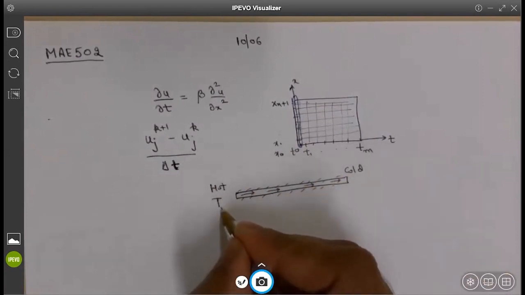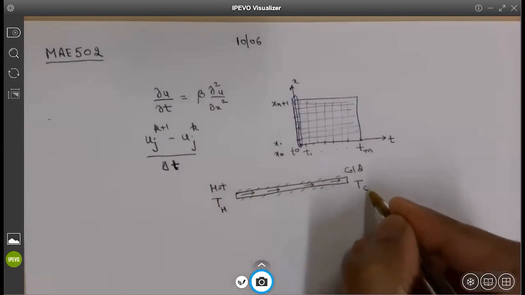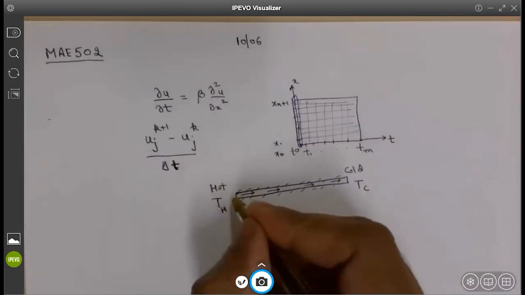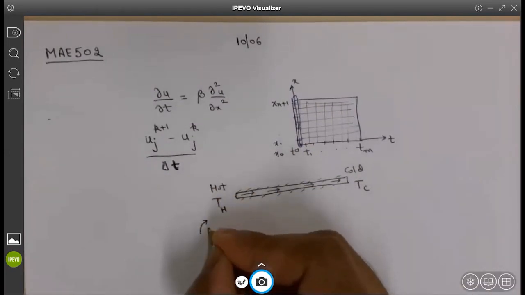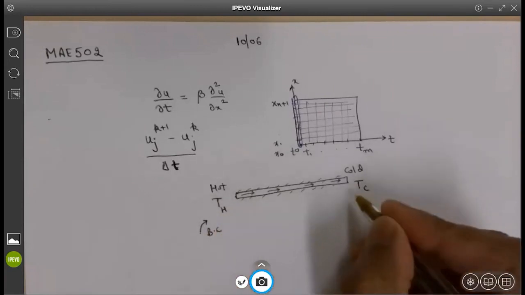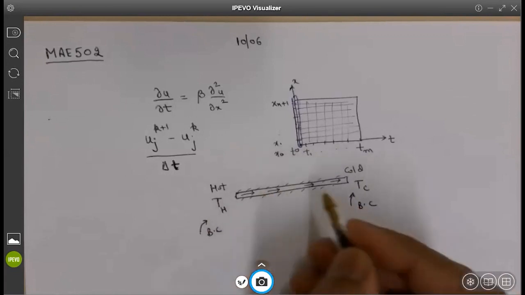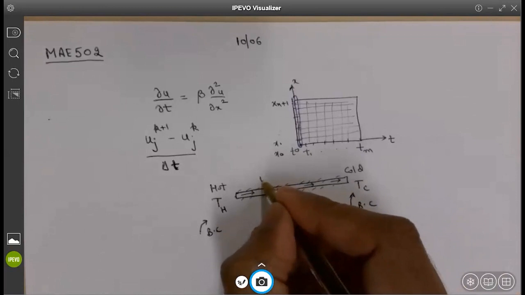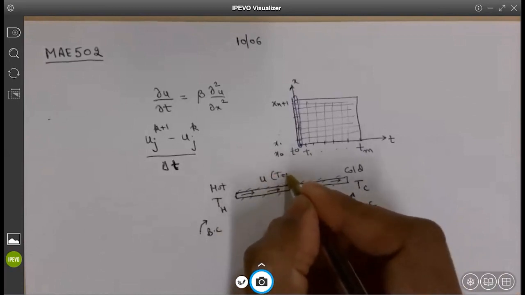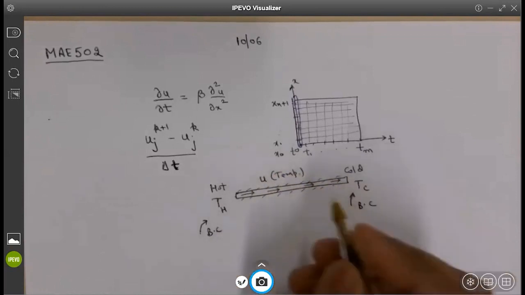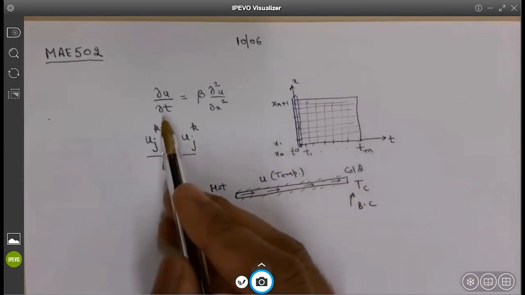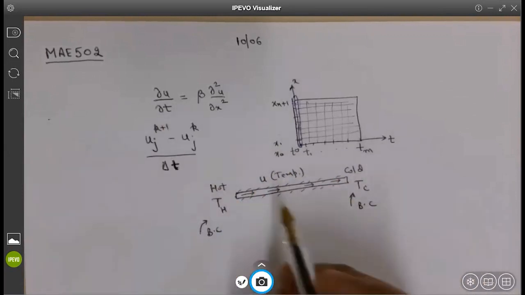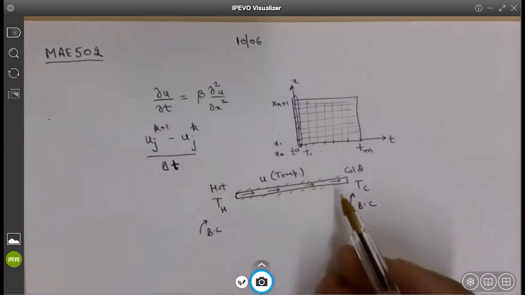You have a certain temperature at this end and a certain temperature at this end. These are the boundary conditions. So this is your boundary condition, and this is also your boundary condition. What you are interested in knowing is how the temperature, which is given by the variable u, varies as a function of time. That is basically what this differential equation tells you: how this variable varies with respect to time, the temperature distribution in this rod.